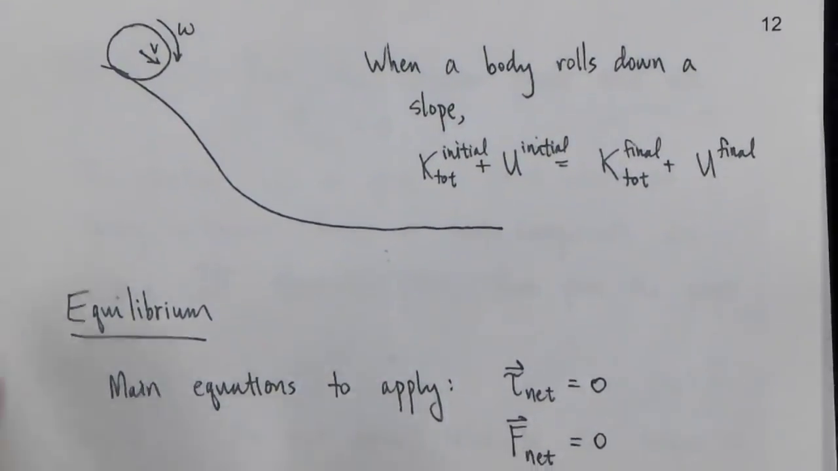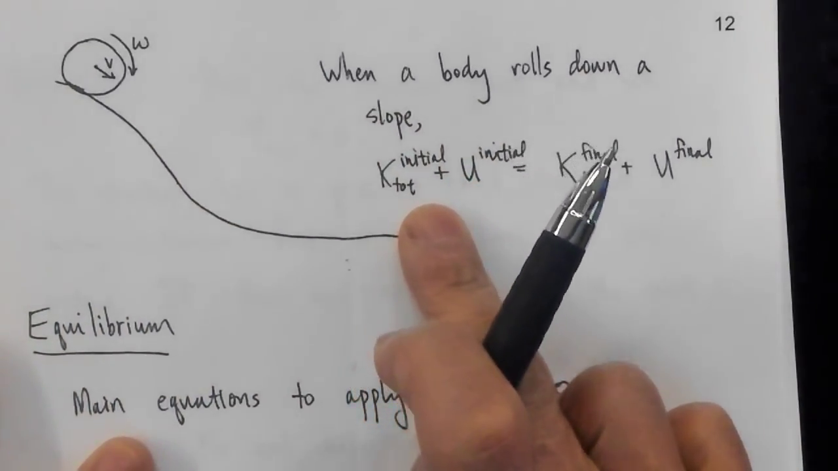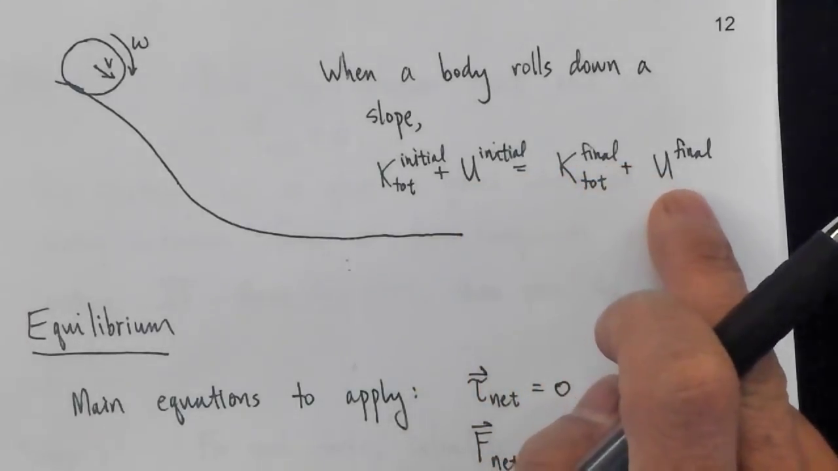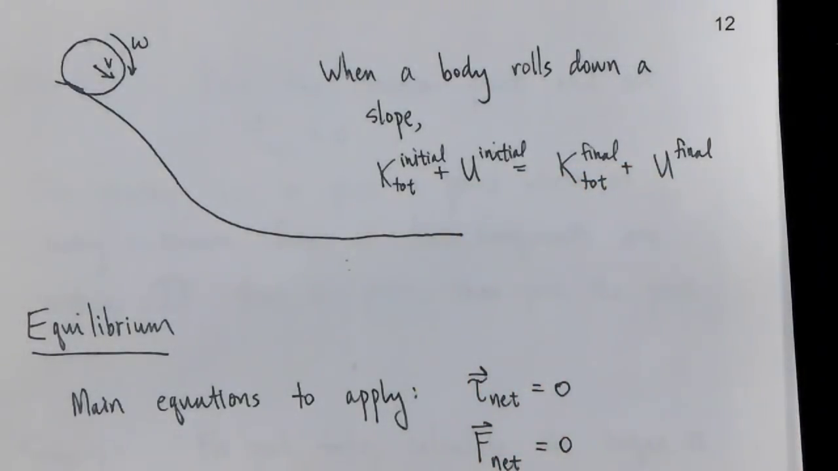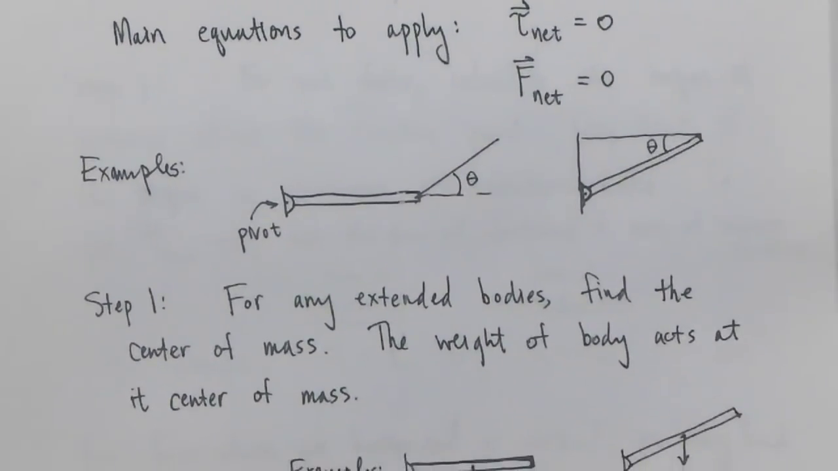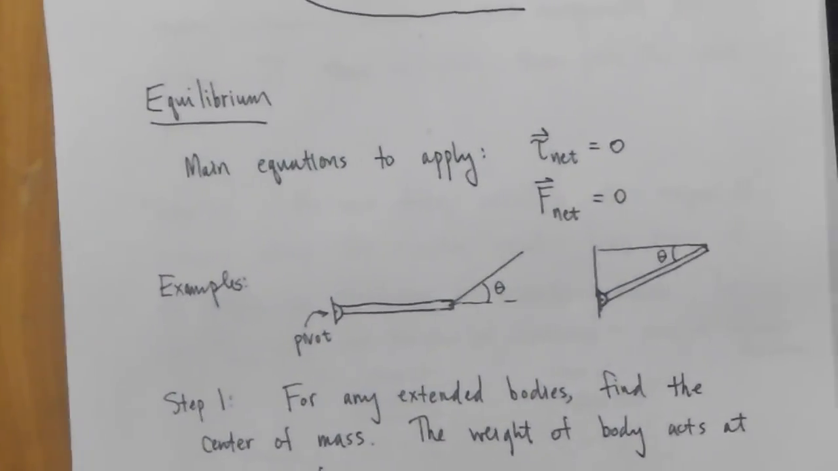Okay, let's go on. That's exactly what I'm saying here. So when a body rolls down a slope, we have K total initial plus U initial is equal to K total final plus U final. So you have to take into account both the translational and the rotational kinetic energies. Then we had, let me zoom out a little bit more.